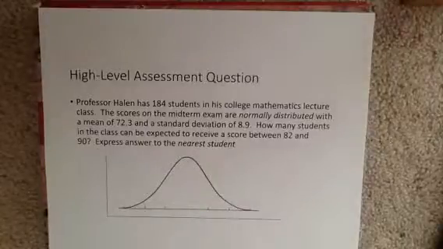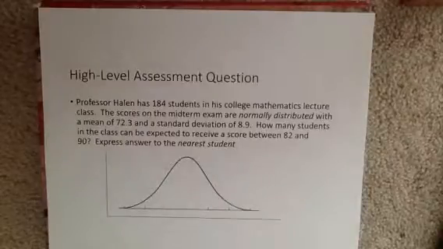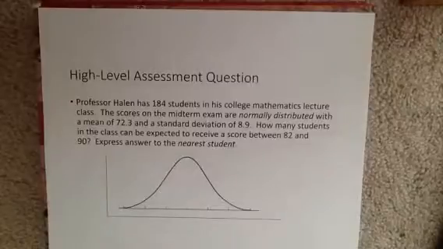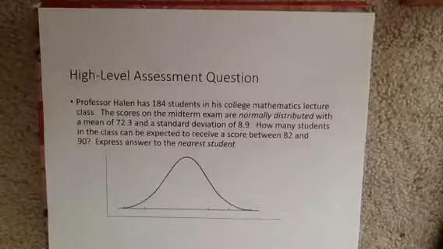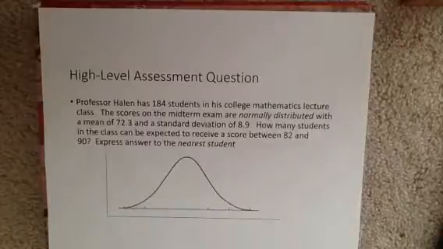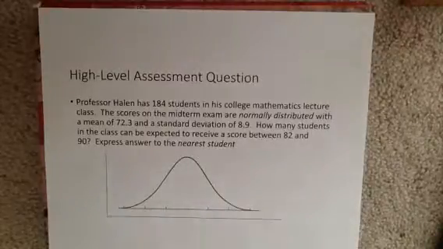Assessment question. Professor Hallen has 184 students in his college mathematics lecture class. The scores of the midterm exam are normally distributed with a mean of 72.3 and a standard deviation of 8.9. How many students in the class can be expected to receive a score between 82 and 90? Express answer to the nearest student.